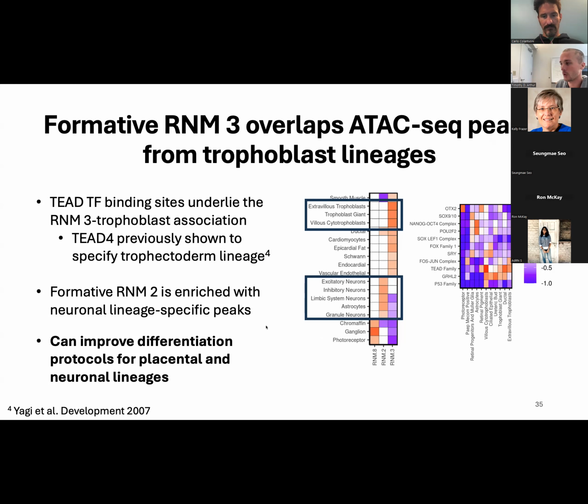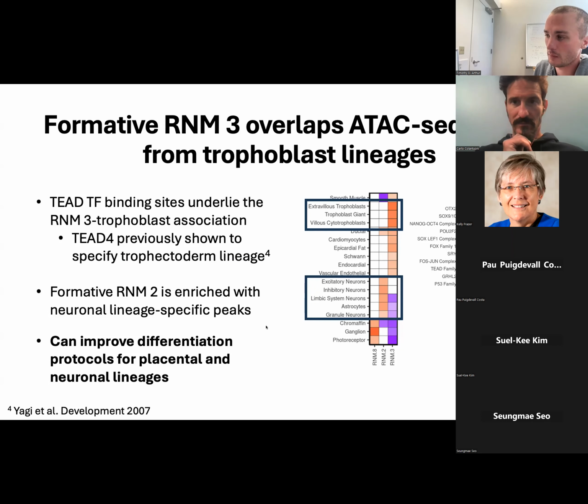So what I'm highlighting here is that there are ataxic peaks that become active in trophoblast differentiation that are in RNM3, which is primarily enriched with TEAD4 transcription factor binding sites. And then RNM2 is enriched for ataxic peaks that become active during the development of these neural lineages. And RNM2 is primarily enriched with nanog and OCT4. So there might be these two independent regulatory networks that are active during naive pluripotency that can give rise to different lineages at different capacities.